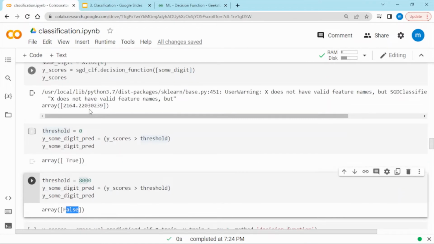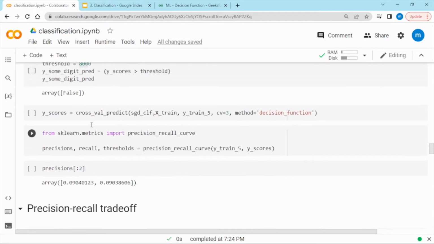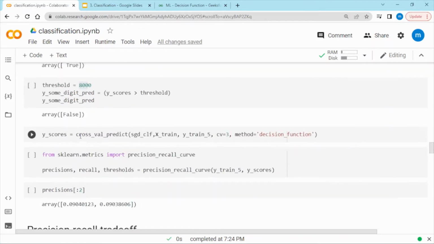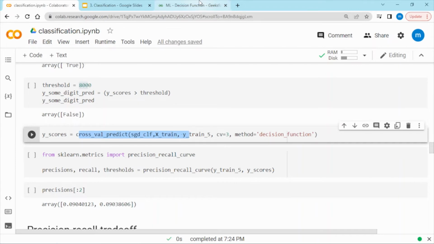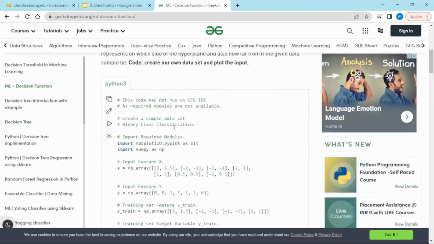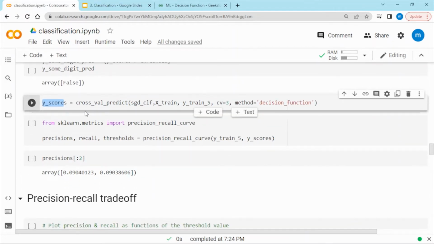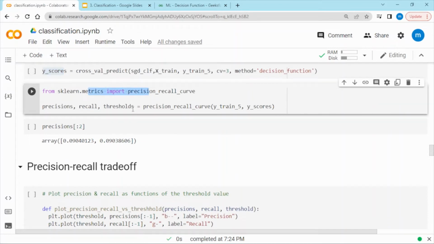Now this is one way to calculate the score manually, but we want to calculate the score for every number. I definitely request you all to please go through this article. It will explain very nicely what a decision function is. Now we are using cross_val_predict, from which we will calculate the y_score for all the numbers, and using that y_score we are getting the precision, recall and threshold values.